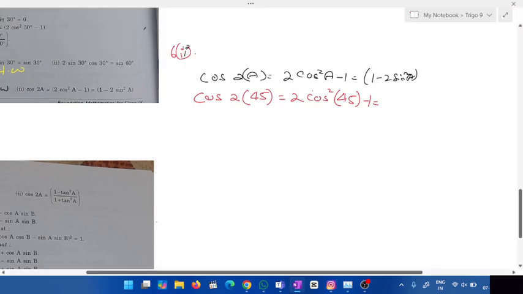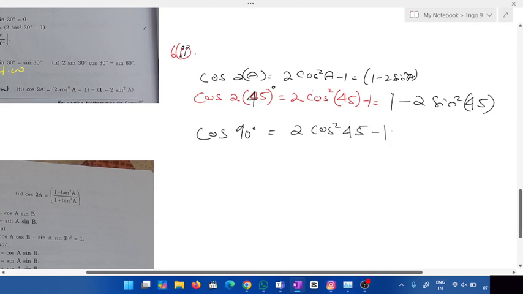This is sixth main, second question. And 1 minus 2 sine square A is given. Sine square 45. See, everything is the same except one alphabet. They'll give you one alphabet and the value will be given. Now cos 2 into 45. What is 2 into 45? 90 degrees is equal to 2 cos square 45 minus 1, equal to 1 minus 2 sine square 45. What is cos 90?